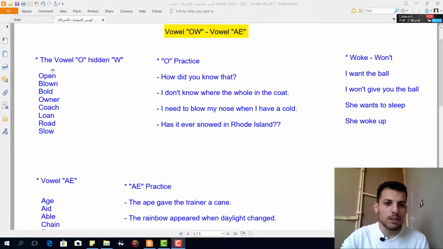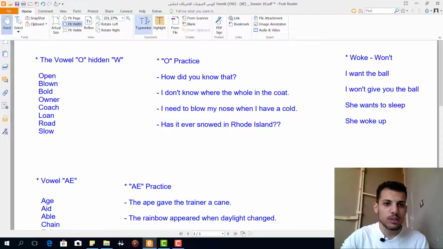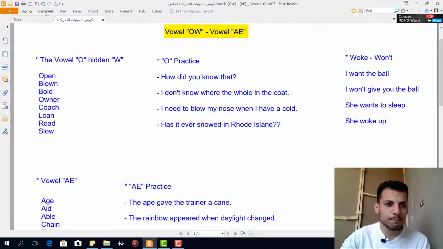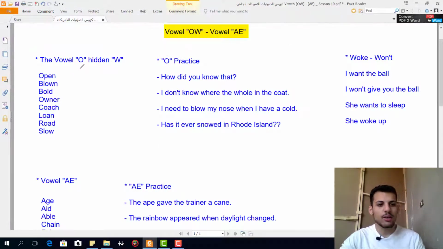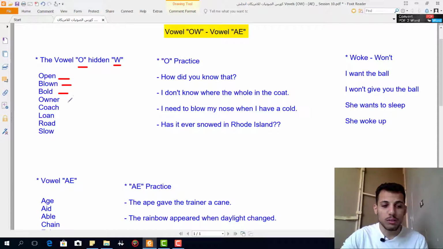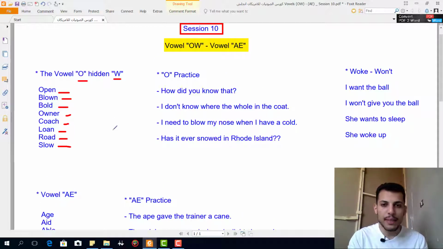Alright. Let's see the first one. Okay, so the O, which is the hidden W. There's a hidden W in the O. Okay, O like in the words open, blown, bold, owner, coach, loan, road, and slow.